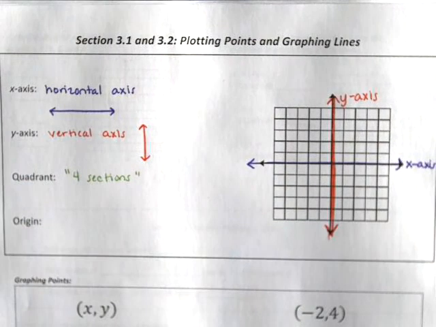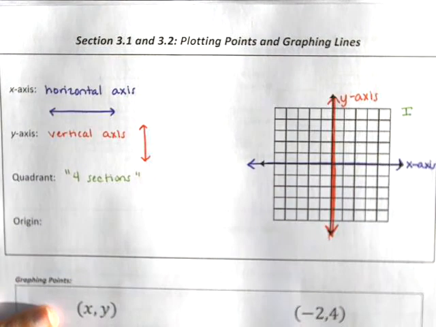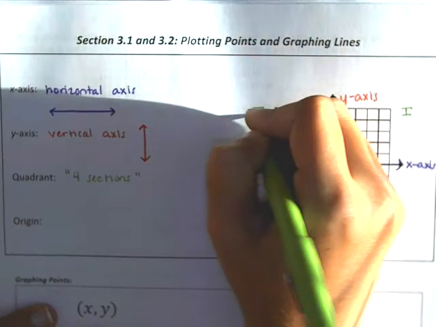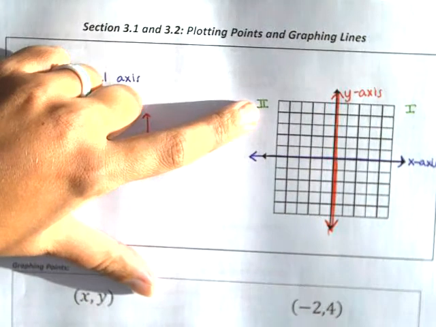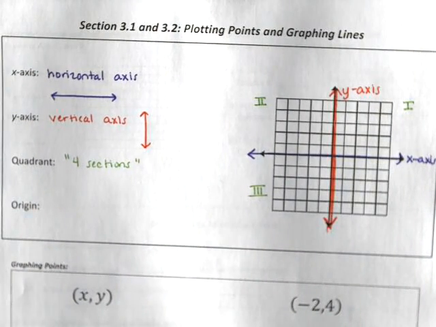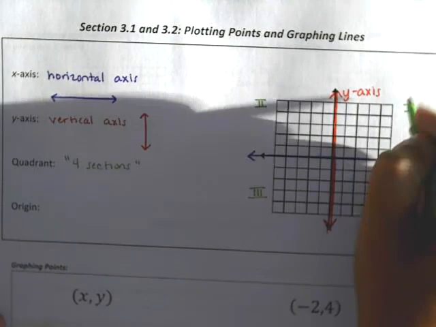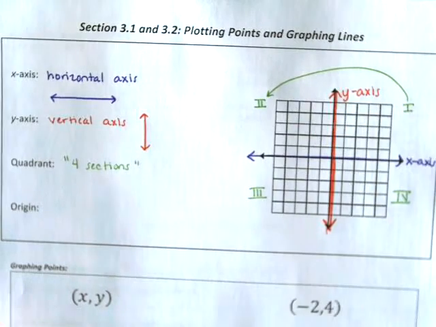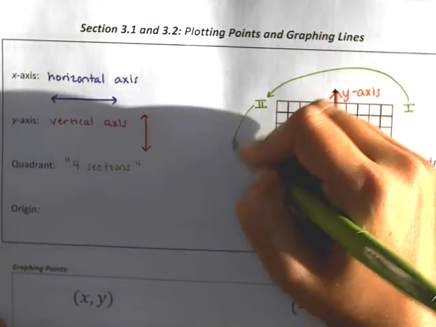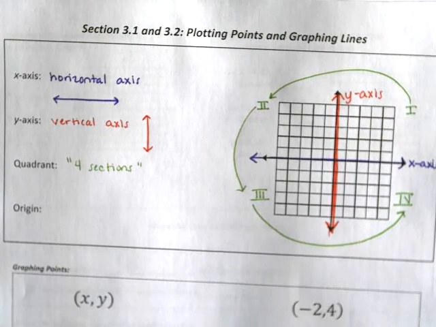So we number those to make it easier to talk about them, and we start with the quadrant in the upper right, which we number 1. Quadrant number 2 would be the upper left. Quadrant number 3 would be the lower left. And quadrant number 4 would be the lower right. Now we usually use Roman numerals for those. I don't really know why, it just is what it is. And if you look at the order they go in, they go counterclockwise in a circle around the graph.